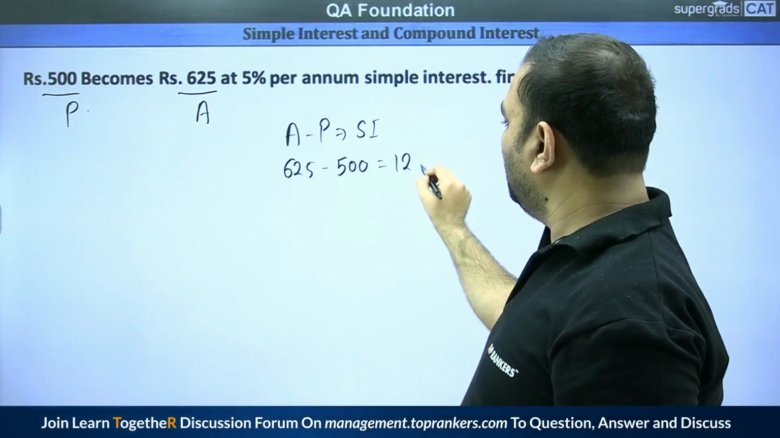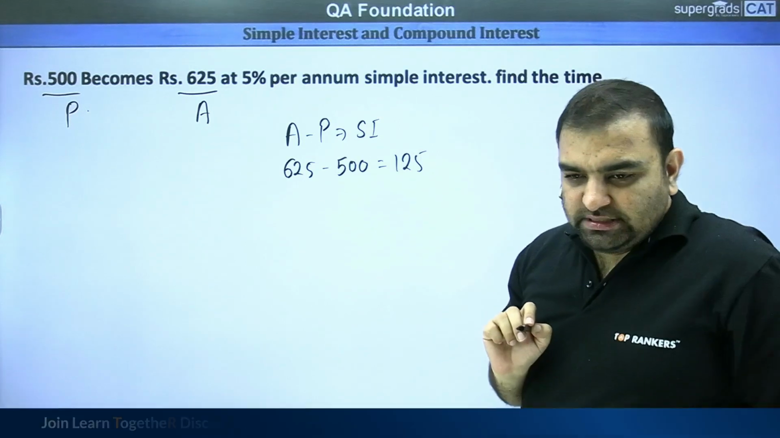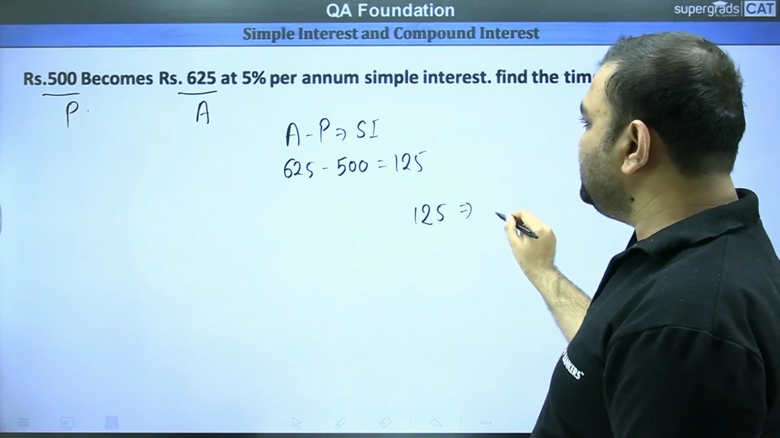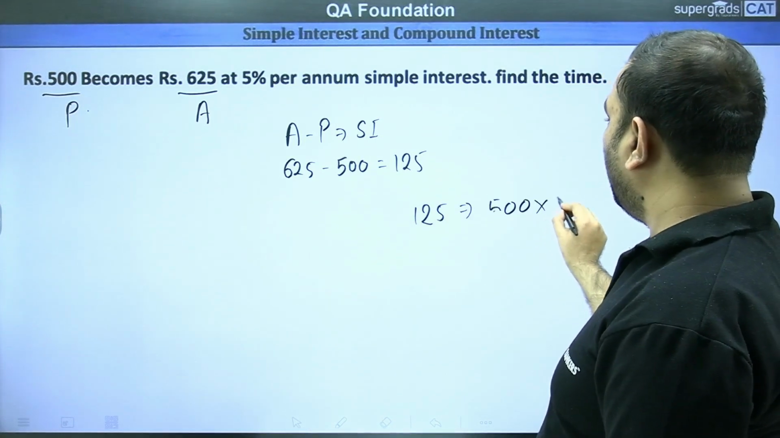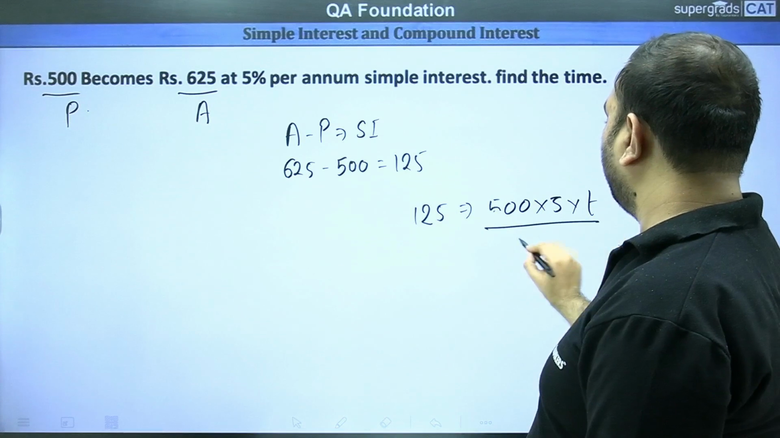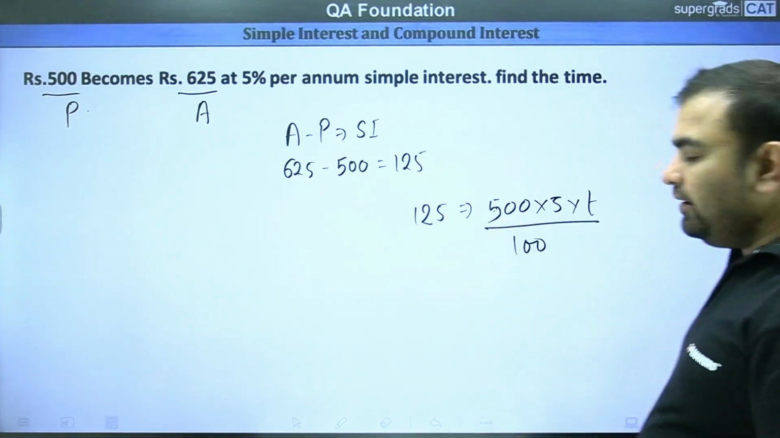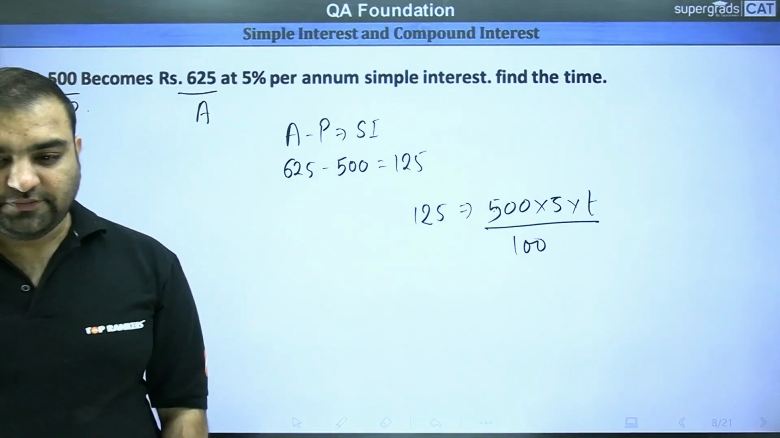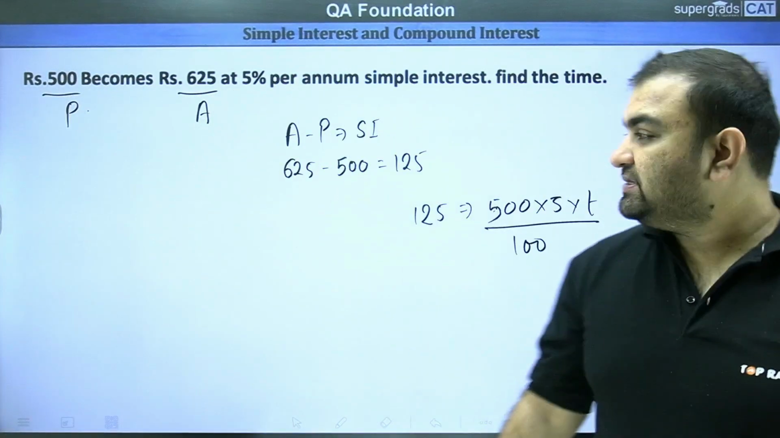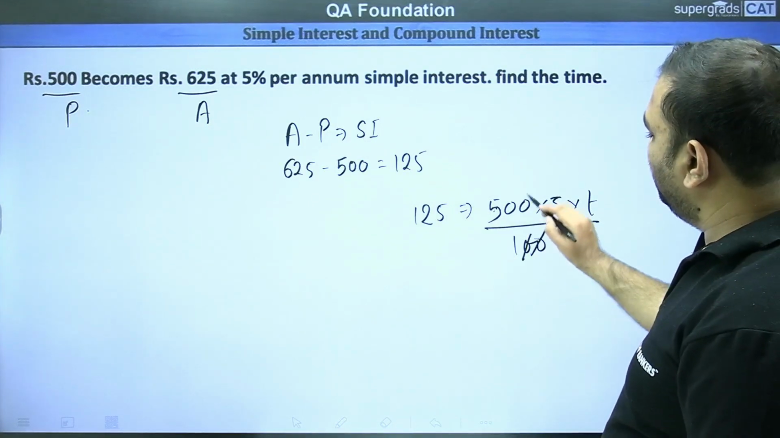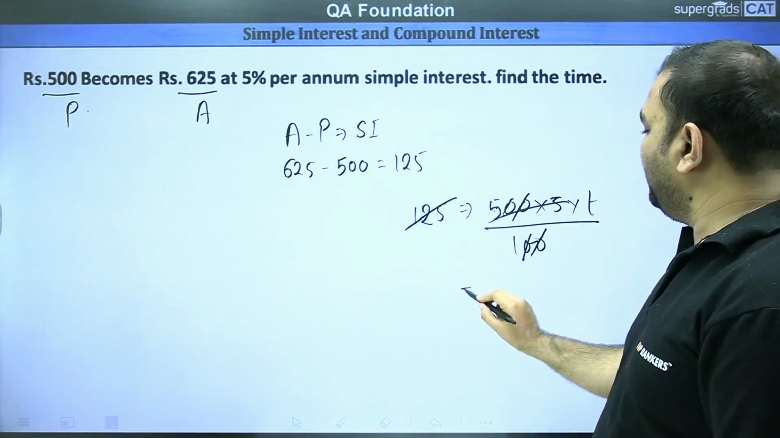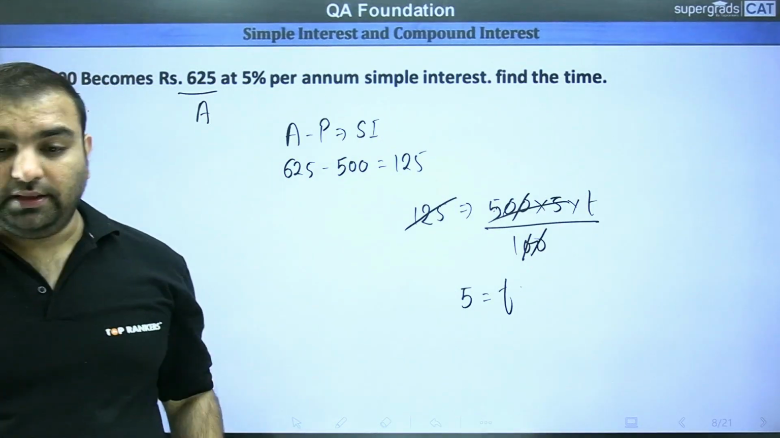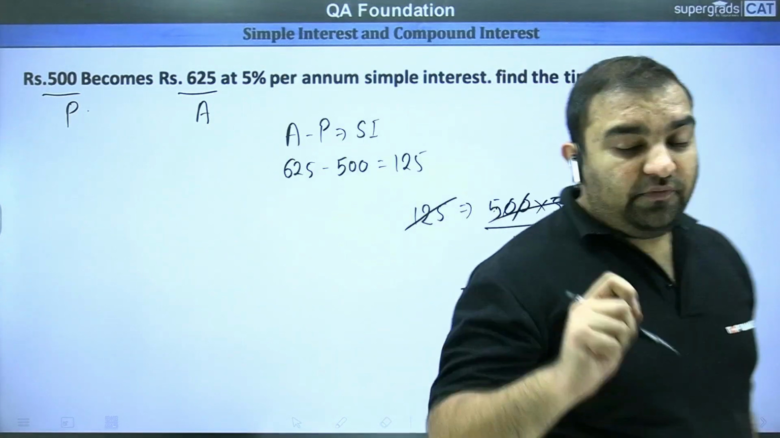How much is the interest you have got? 125. So 125 interest is equal to PRT upon 100. 125 is the interest, 500 is the principal, 5% is the rate, T is the time. 25 will simplify this 5 times. So it will take 5 years to reach this scenario.